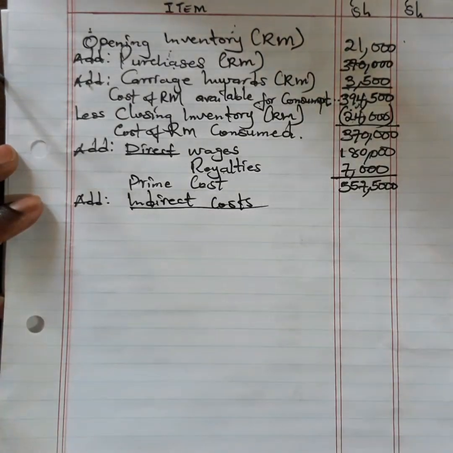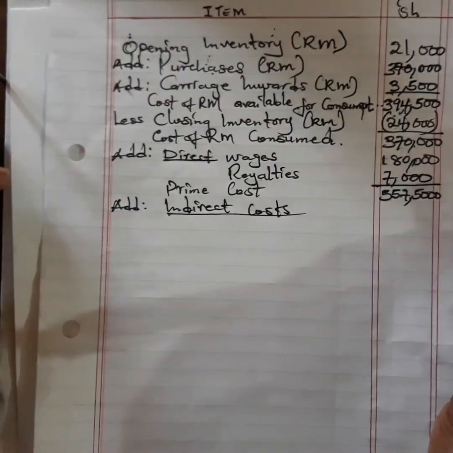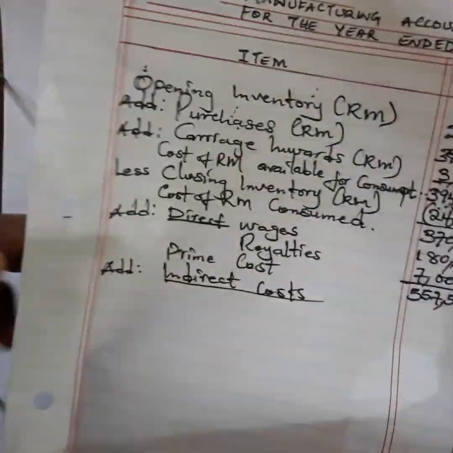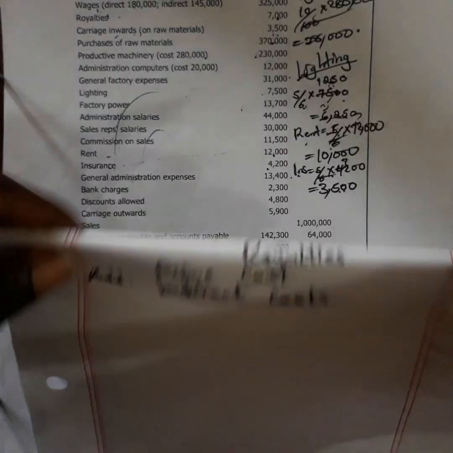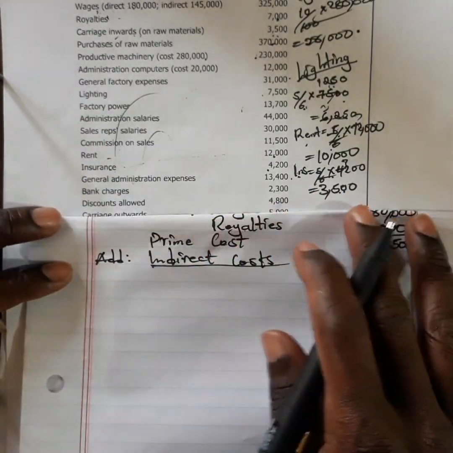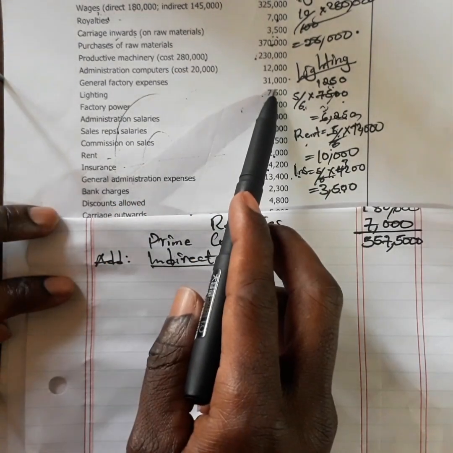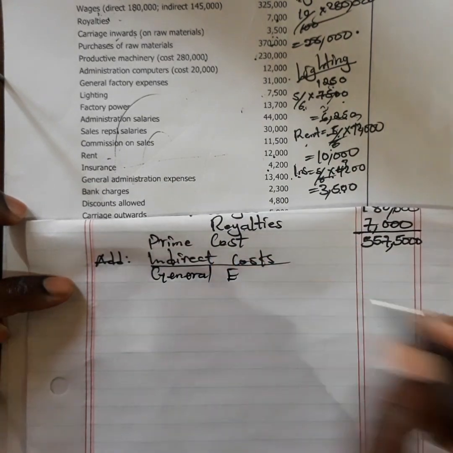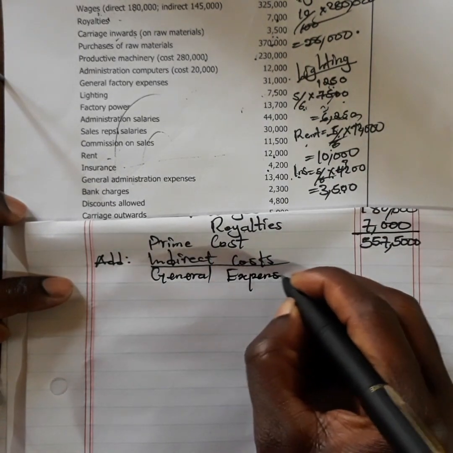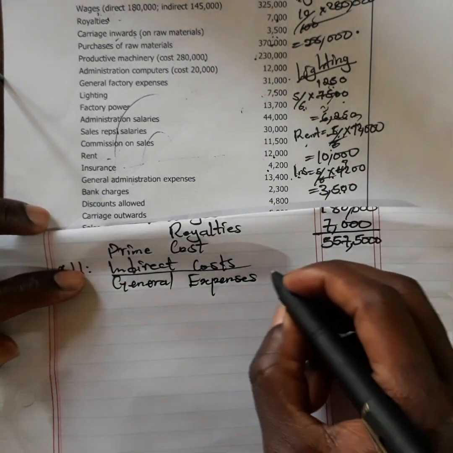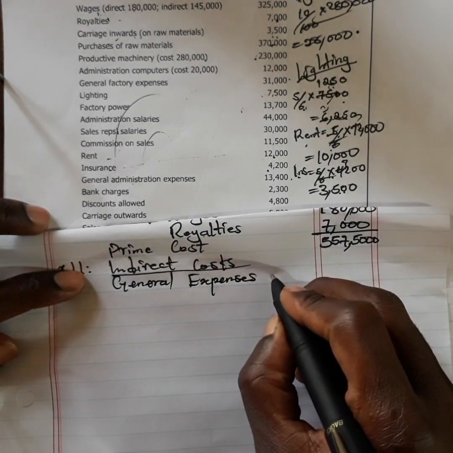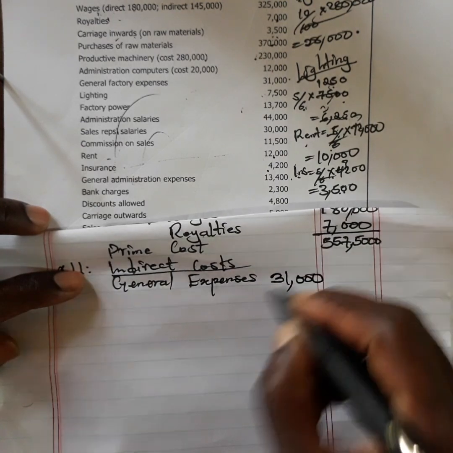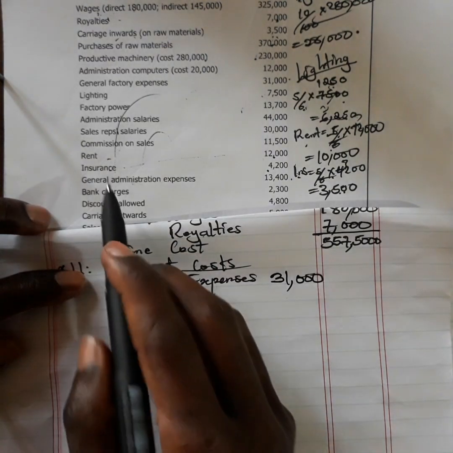And one of the indirect costs that we have is general expense. General because we cannot attribute what actually led to the cost being incurred. So we have general expenses without adjustments, 31,000. Then after that we have lighting.